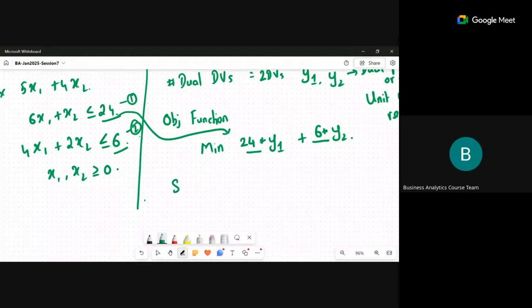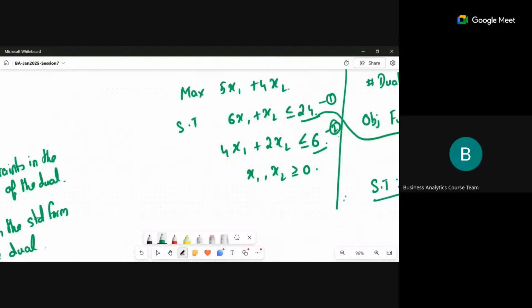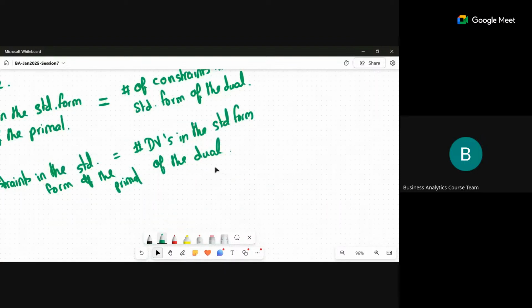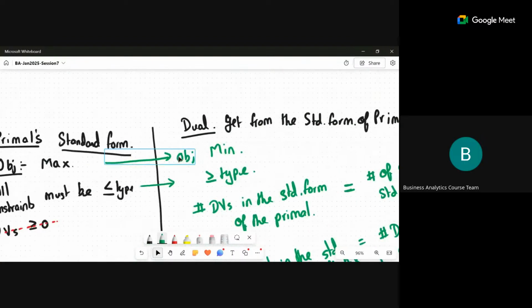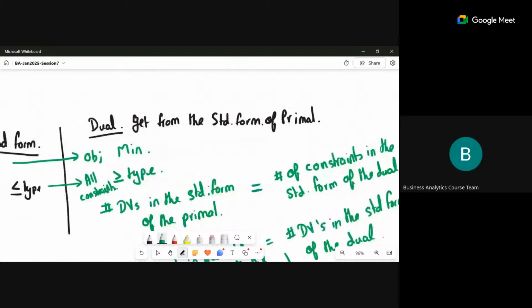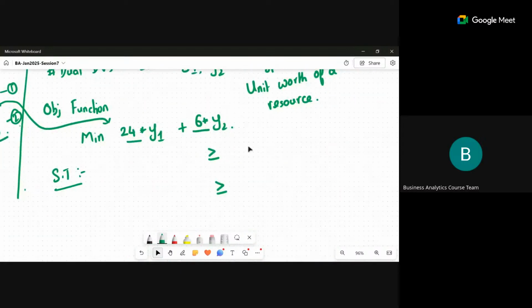What are the constraints? Constraints are always going to be for your decision variables, so it's always going to be for your Y1 and Y2. And they are always going to be of the type greater than or equal to. Because the hack is, in the standard form of the dual, the objective function is minimize and all constraints are of the greater than or equal to type. So these are all going to be greater than or equal to.